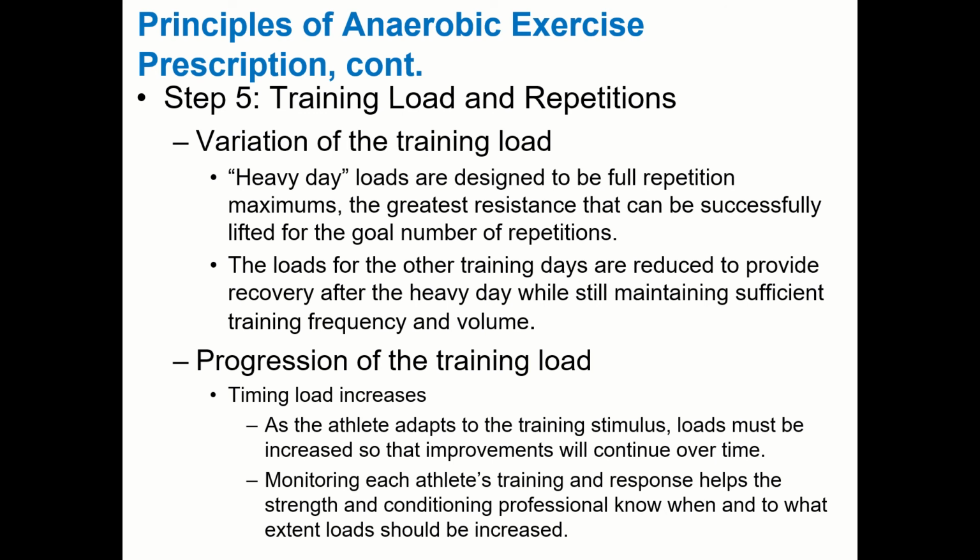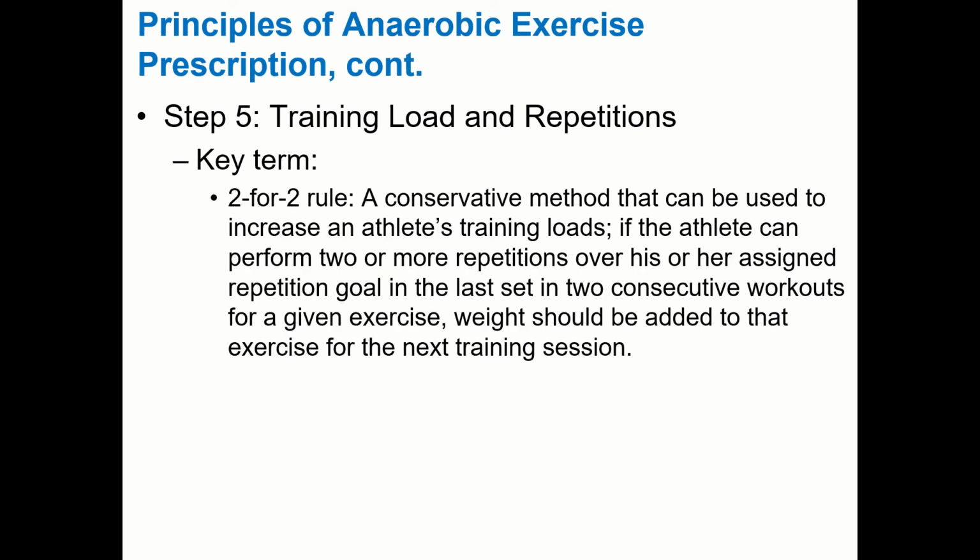So in terms of timing load increases, like I said, at least once a month, although they mentioned the 2 for 2 rule, which is that if the athletes can perform more than 2 repetitions to their assigned goal, so let's say they're supposed to get 5 and they got 7, and they're able to do that for 2 consecutive workouts, so they get 7 twice in a row when they were supposed to get 5, then we can increase their weight.